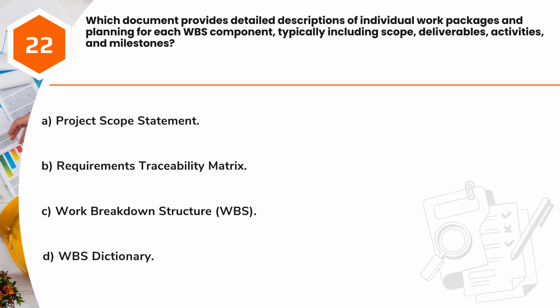Question 22. Which document provides detailed descriptions of individual work packages and planning for each WBS component, typically including scope, deliverables, activities, and milestones? A. Project Scope Statement. B. Requirements Traceability Matrix. C. Work Breakdown Structure, WBS. D. WBS Dictionary.